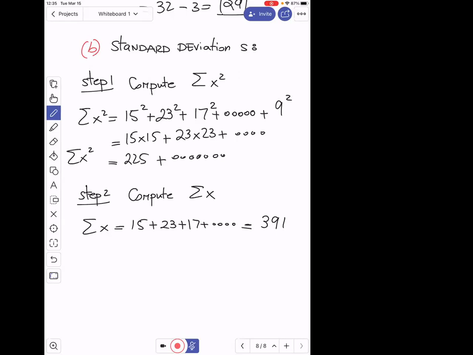Now, you need to take this as the next step. So let's say this is step 3. We need to take the square of the answer of step 2. So we take the square of the sum of the x's. So it's 391 squared. For me, it was 15,360 64.